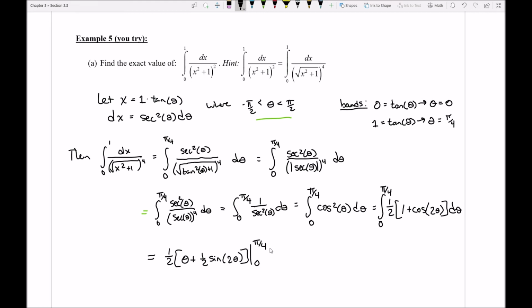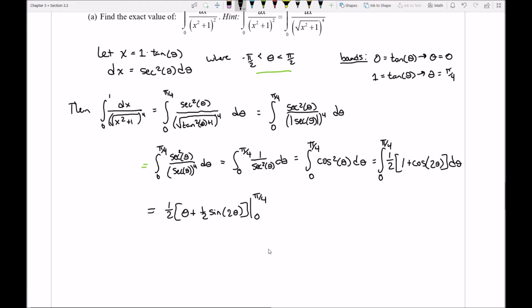Again, I don't have to switch this back at all in terms of x. That's the beauty of doing the definite integral. I can just evaluate each of these directly. So, plugging in pi over 4, notice here when I double pi over 4, it's going to get me pi over 2. And then when I plug in 0, I'm going to get 0 plus a half times the sine, oops, not the sine of theta, but the sine of 0.